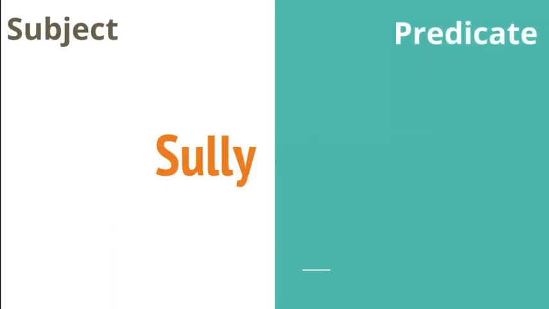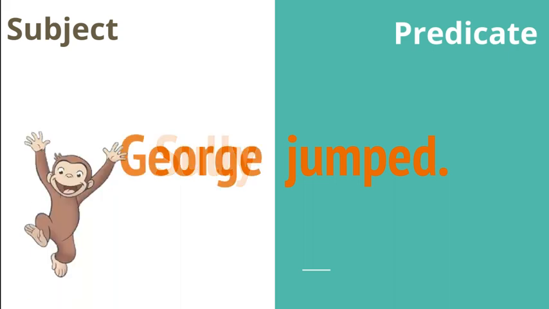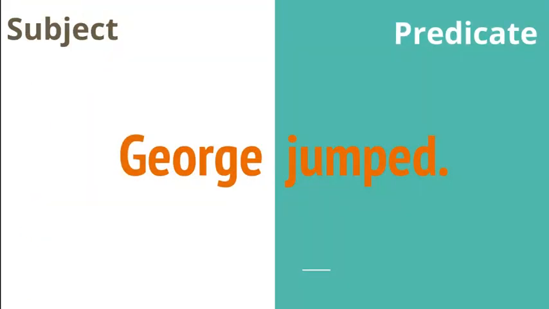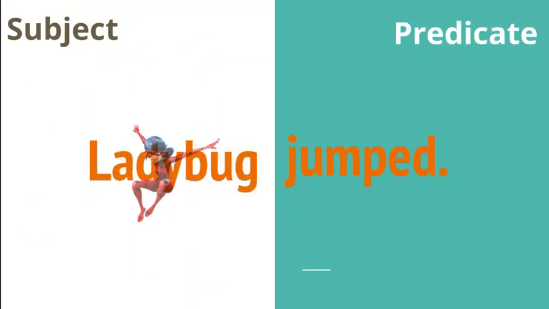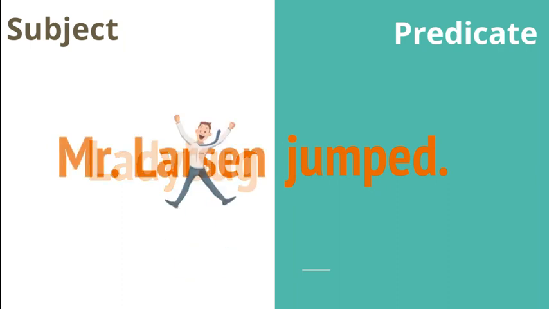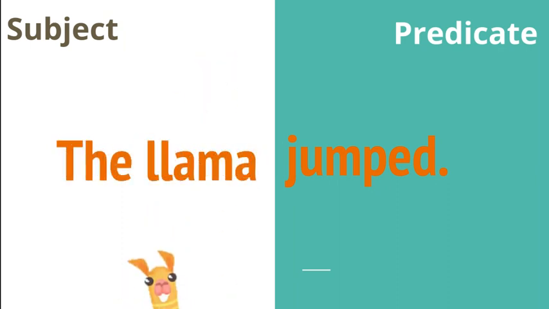The subject is the person or thing doing the predicate, and it usually comes before the predicate. In all of these examples, the predicate is jumped, but someone different is jumping each time. Notice that all of these are nouns. The subject of a sentence will always be a noun or pronoun.